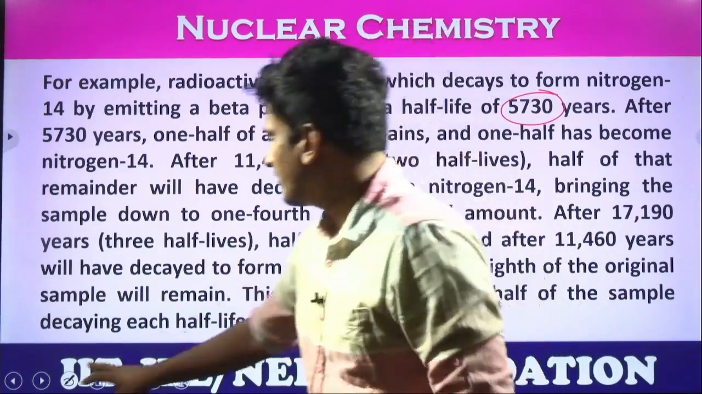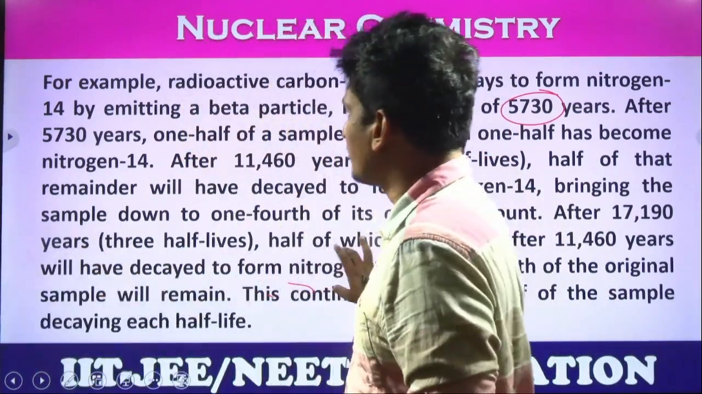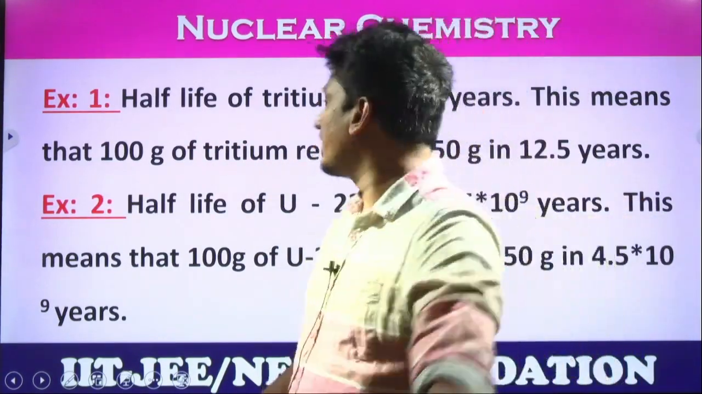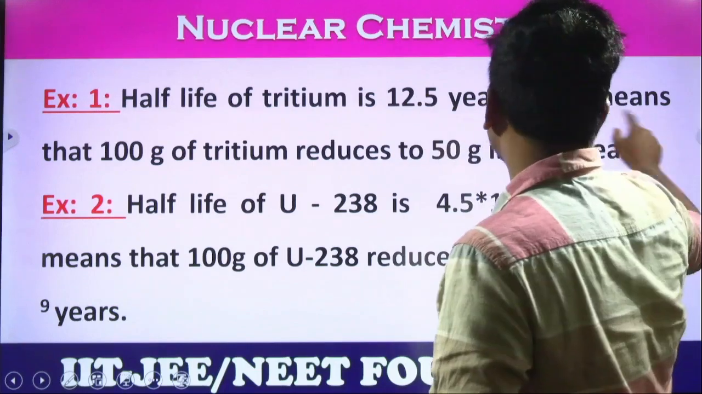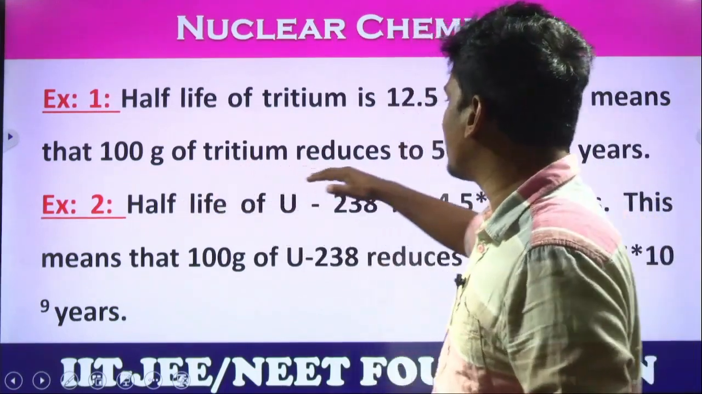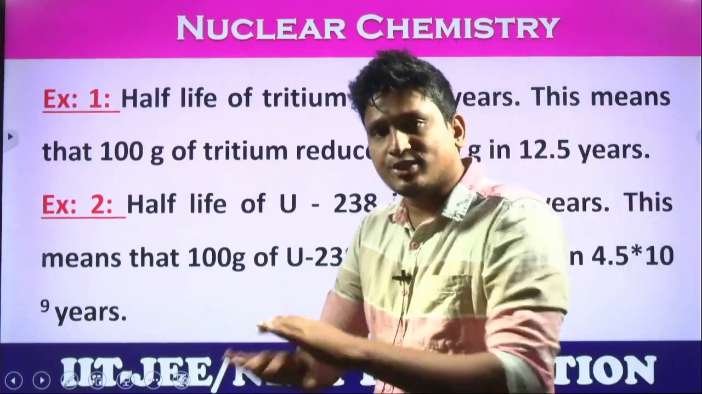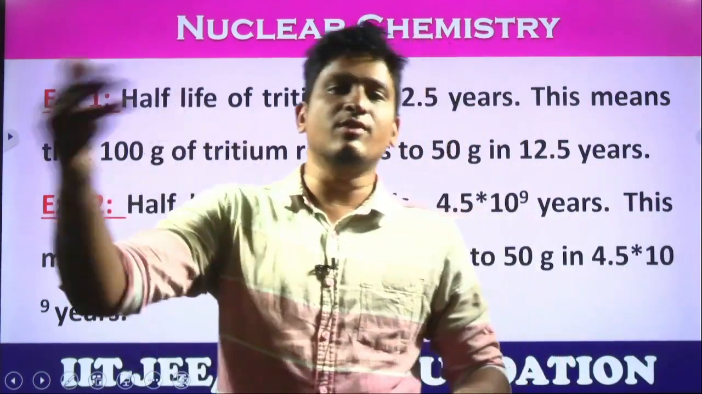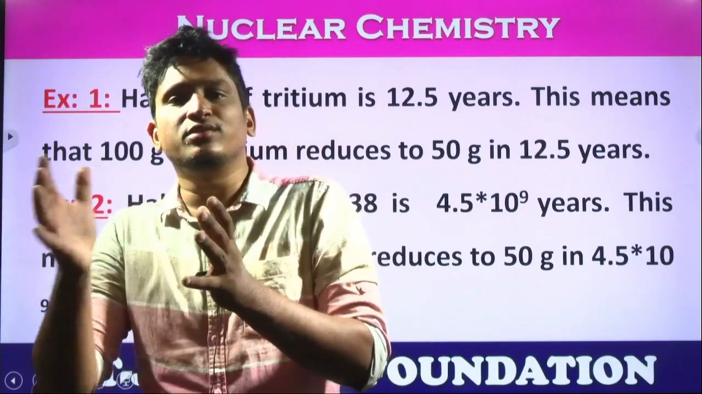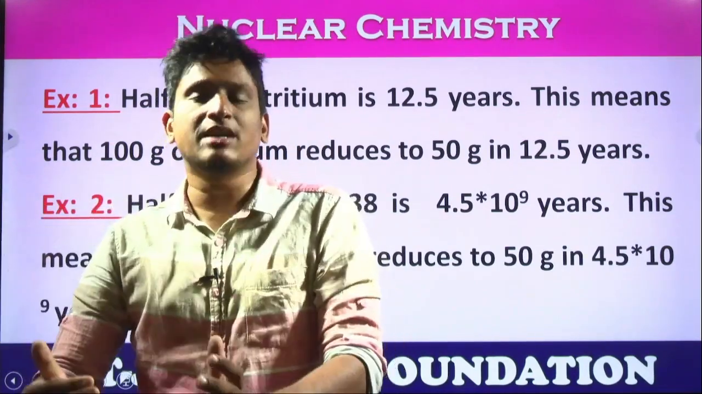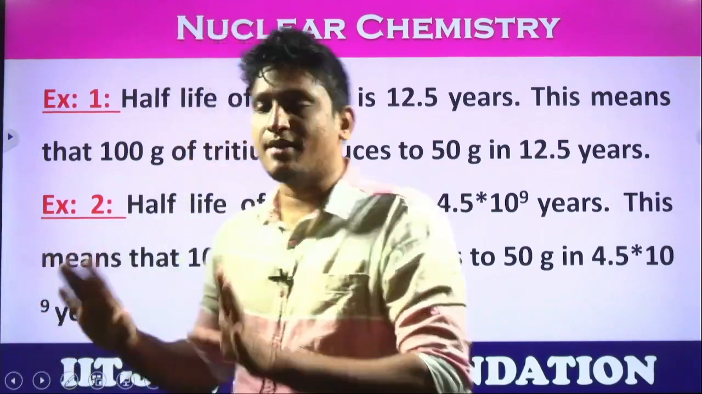So students, we have examples. Half-life of tritium, 1H3, is 12.5 years. This means that 100 grams of tritium reduces to how many? 50 grams in 12.5 years. Does it stop there? No. In another 12.5 years, 50 grams converts into 25 grams. In another 12.5 years, 25 grams converts into 12.5. Got the clarity? That is half-life.